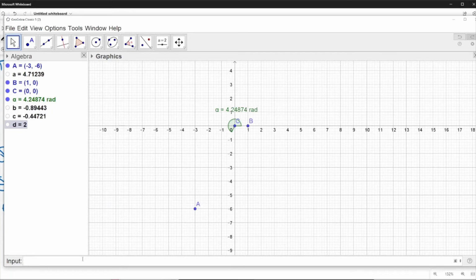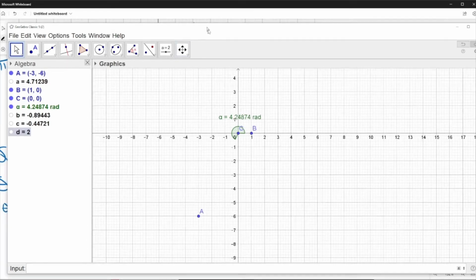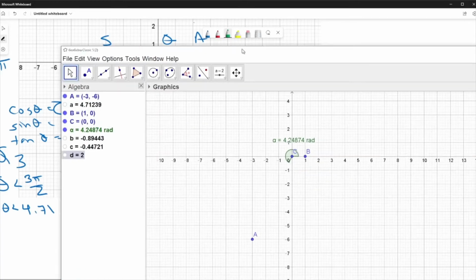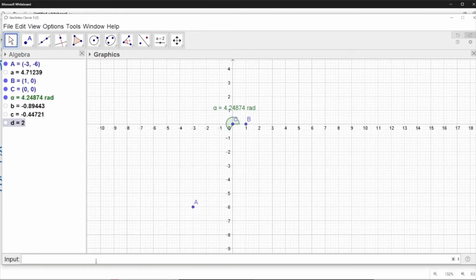Now, what do you notice? The sine and the cos are negative. The tan is not only positive, but the tan is 2, exactly what we said without a calculator, right? We found the tangent just using our knowledge. And we also found the sine and the cos. We said the sine was negative 6 over square root 45.